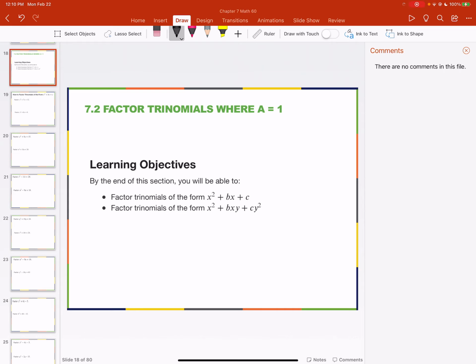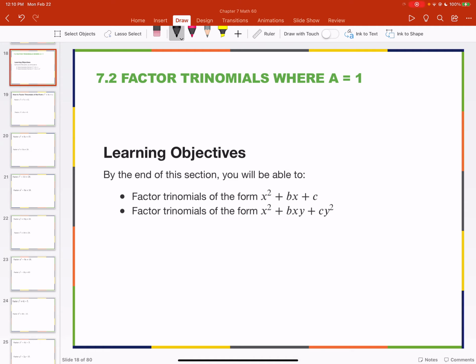Here I am, where we're going to cover factoring trinomials where a is equal to 1. What does that mean, a is equal to 1? Okay, fine. I'll tell you. The trinomials that we're going to talk about have this form, ax squared plus bx plus c, where A, B, and C are constants. Remember, constants means numbers.